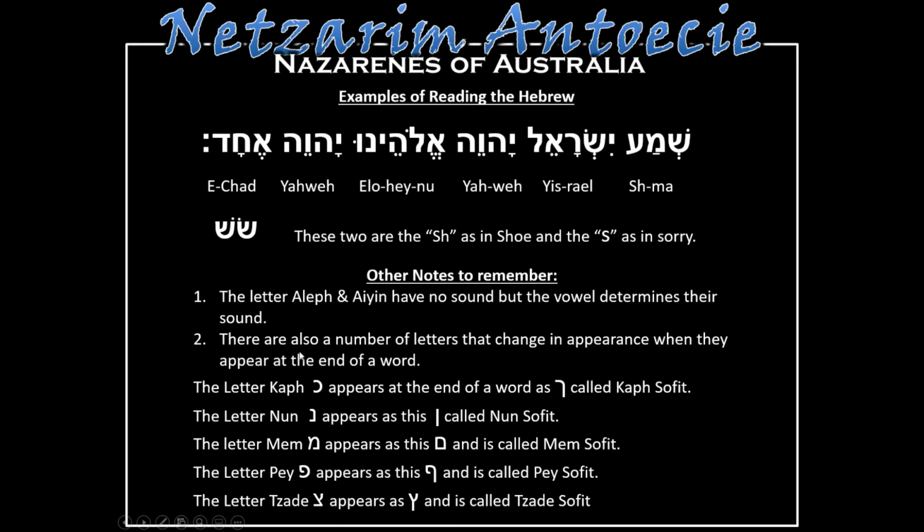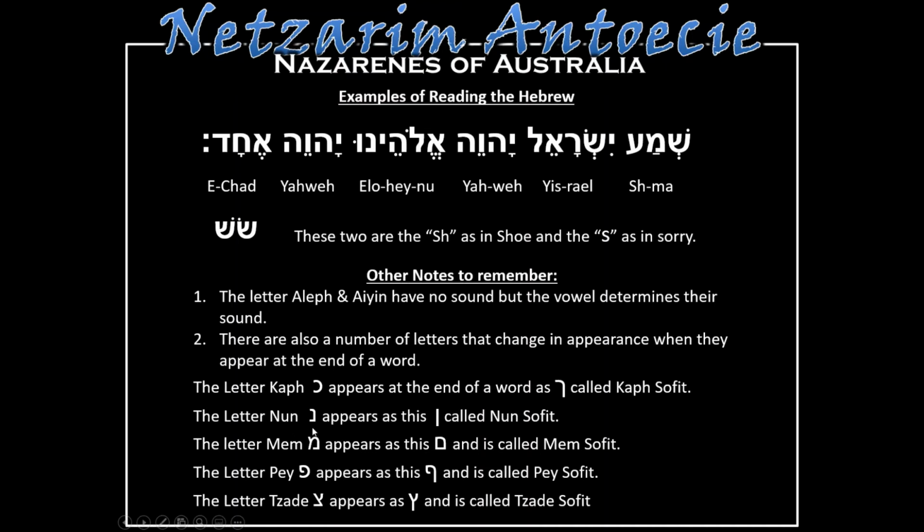And two, there are also a number of letters that change in appearance when they appear at the end of the word. The reason for that is in the ancient text, I guess paper was expensive and they would write the words very close together, so you didn't always know where a word finished. So they changed the end letter so that it was identifying the end of a word. And here we see the letter Kaf, which is written like that, appears at the end of a word like that, called a Kaf Sofit.